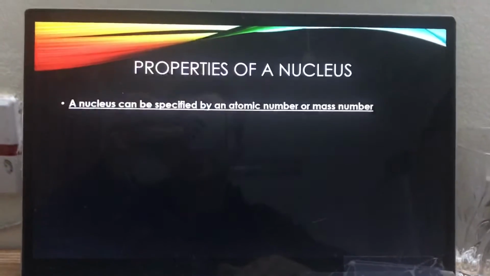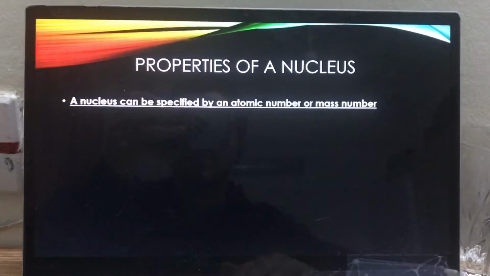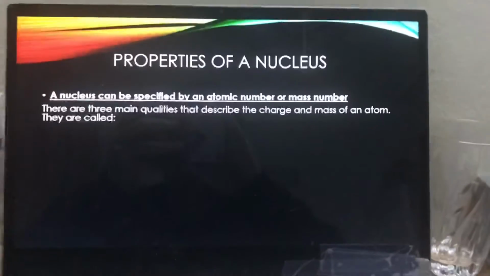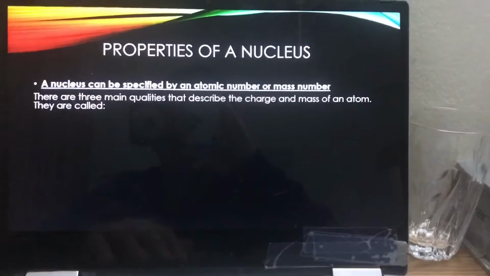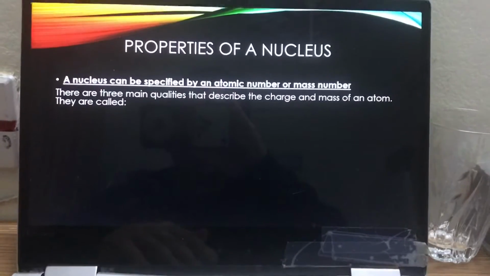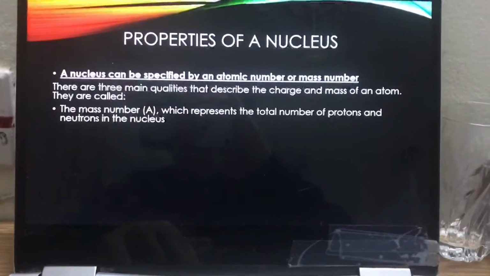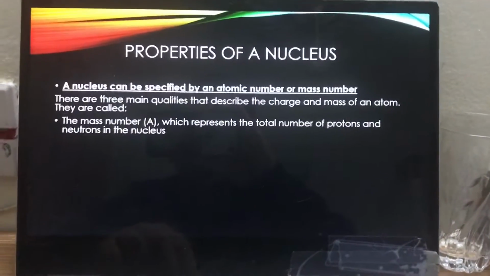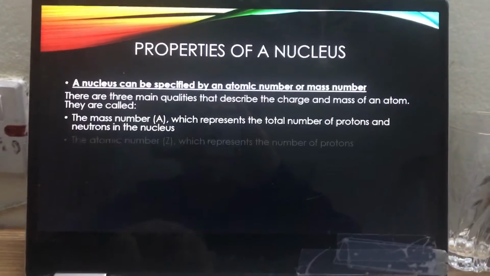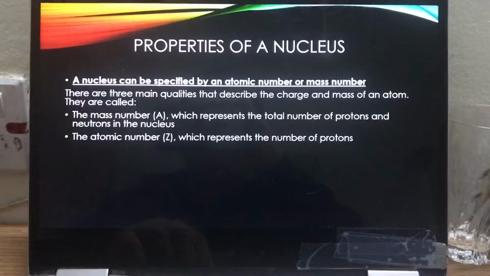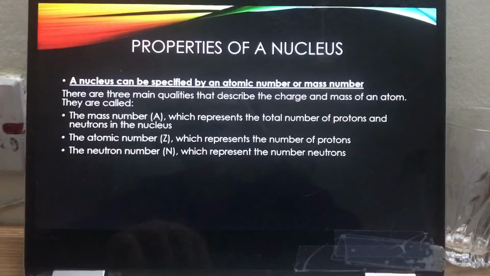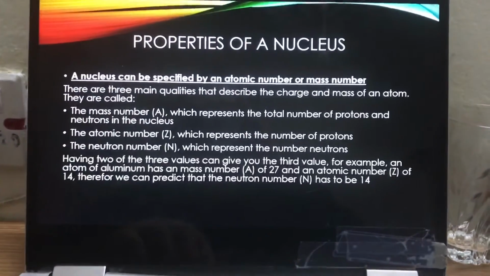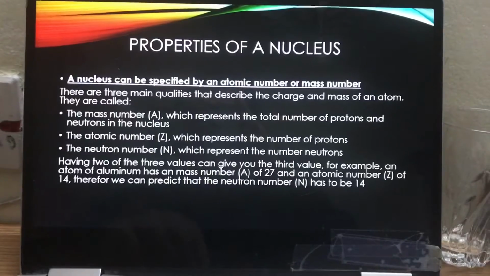So first we start with the properties of a nucleus. A nucleus can be specified by an atomic number or a mass number. There are three main qualities that describe the charge and mass of an atom. They are the mass number, which is also referred to as A, which represents the total number of protons and neutrons in the nucleus; the atomic number Z, which represents the number of protons; and the neutron number N, which represents the number of neutrons. Having two of these values allows you to get the third value.